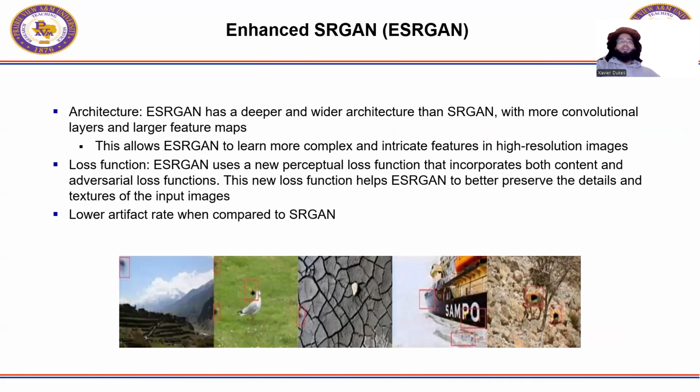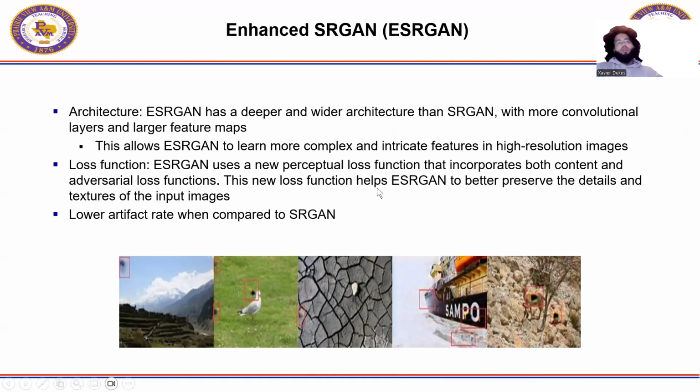Some of the advancements here, I recommend using ESRGAN, which is enhanced super resolution generative adversarial networks. It has a deeper and wider architecture than SRGAN with more convolutional layers and larger feature maps. This allows ESRGAN to learn more complex and intricate features in high resolution images. It has a unique perceptual loss function that incorporates both content and adversarial loss functions. This new loss function allows ESRGAN to better preserve the details and textures in the low resolution input images.